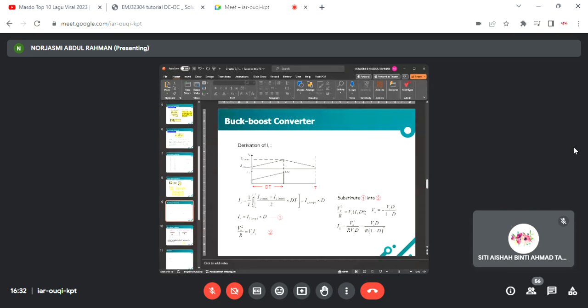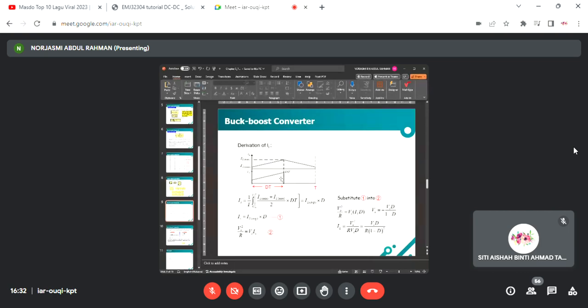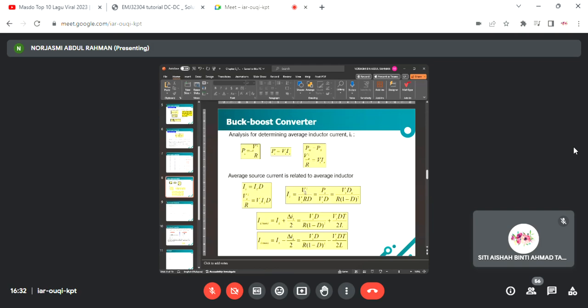So this is the derivation if you want to see how these equations come out. Basically, we want to see what is the area under the curve. So that's why we have to do the integration. But this is the source of the mathematical equation that is shown here.